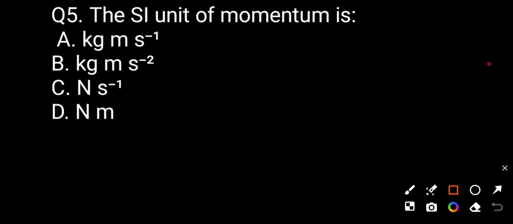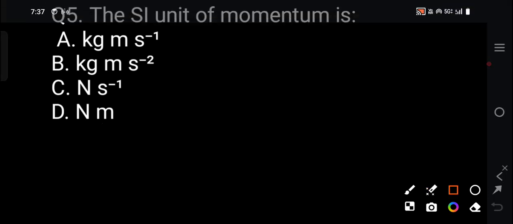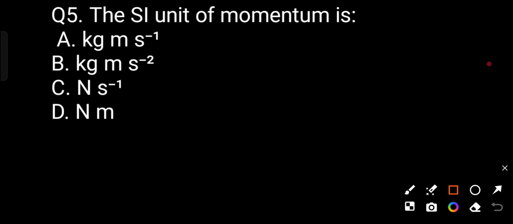Now question number 5. The SI unit of momentum is: A, kilogram meter per second; kilogram meter per second square; Newton per second; Newton meter. The correct answer will be A, kilogram meter per second.